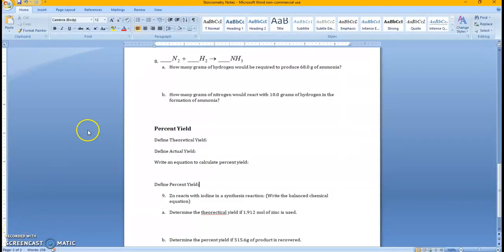Alright, last practice for tonight. Try number 8. Balance the chemical equation and answer A and B. Pause the video, try it out, and then see if you've got it right.